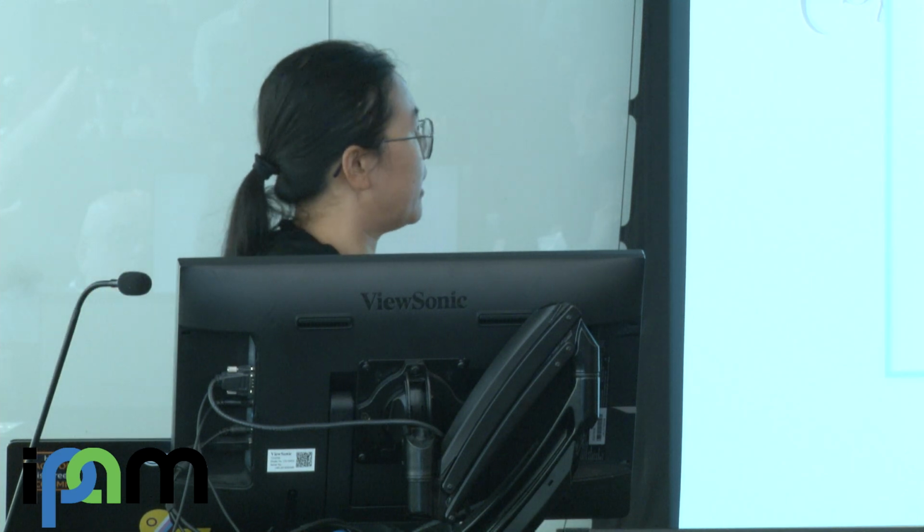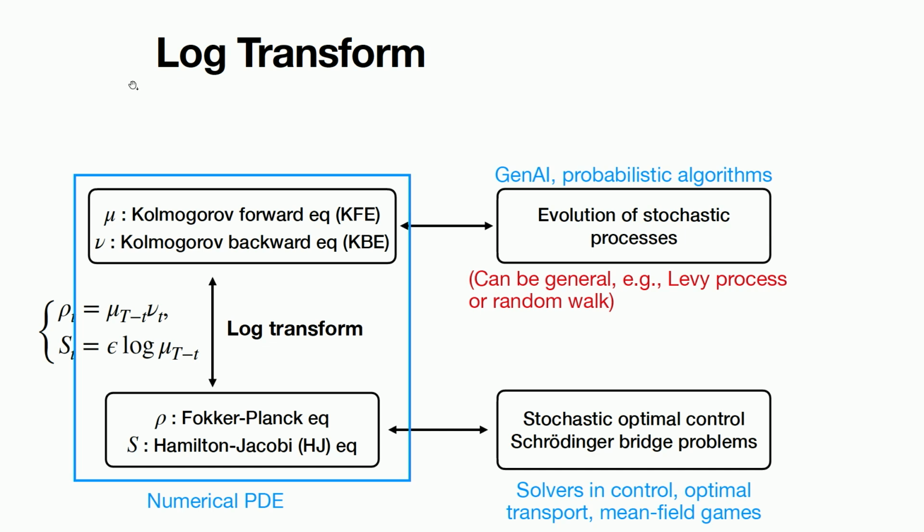From the numerical perspective, here you have numerical PDE. Here you have generative AI, some probability algorithms. Here you have the solvers in control, in optimal transport, in mean-field games. So they are like building blocks. You can plug and play.